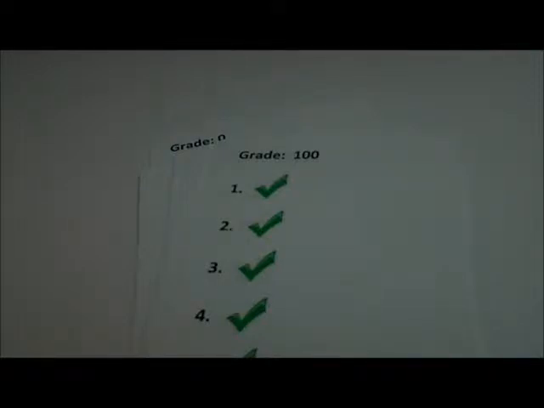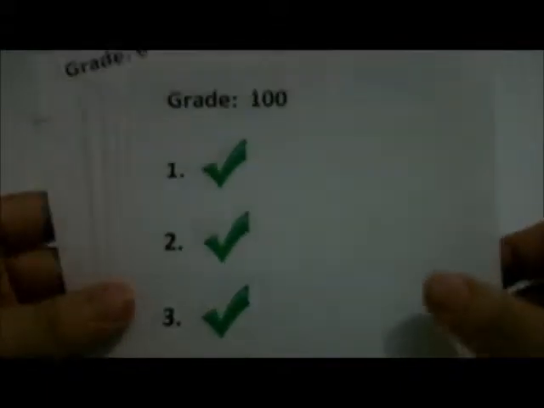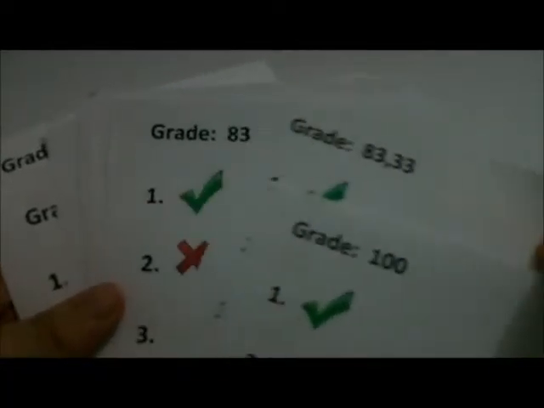Hello, this is a guide to calculate item facility and item discrimination. The first thing you need is your exams. So here I have 14 invented exams and you should arrange them by grade. In this case I already have them arranged by grade.